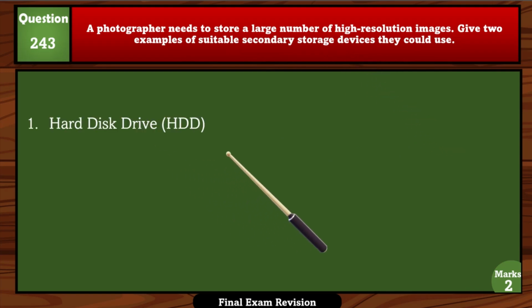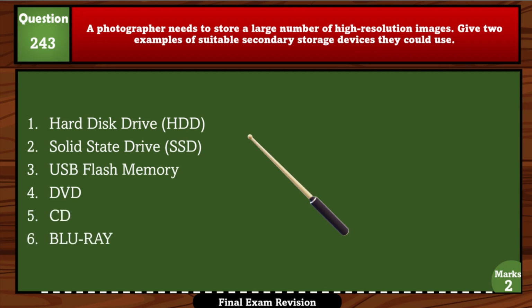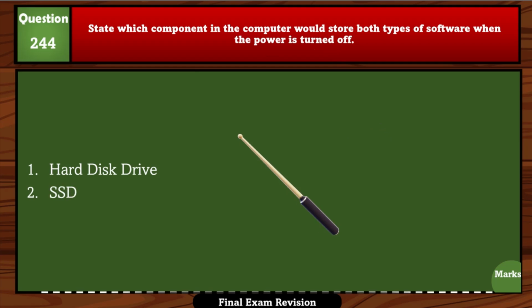Number one, hard disk drive or HDD. Number two, SSD or solid state drive. Number three, USB flash memory. Number four, DVD. Number five, CD. Number six, Blu-ray. So these are all devices that can be used to store that data. Question 244, state which component in the computer would store both types of software when the power is turned off. So hard disk drive or SSD.